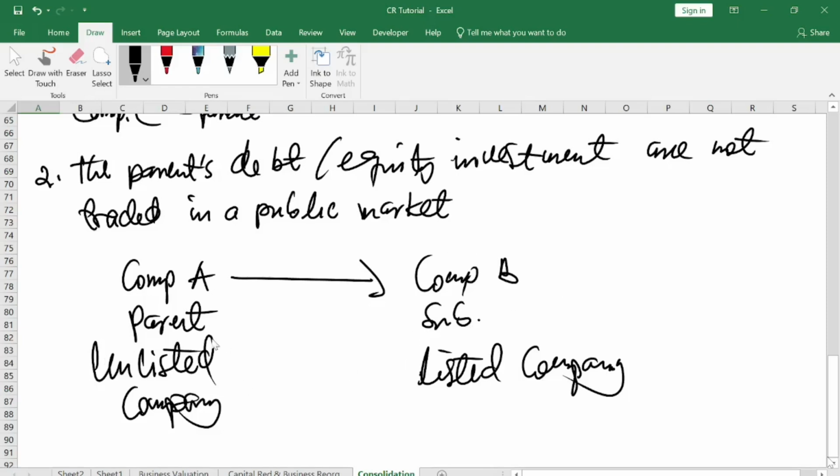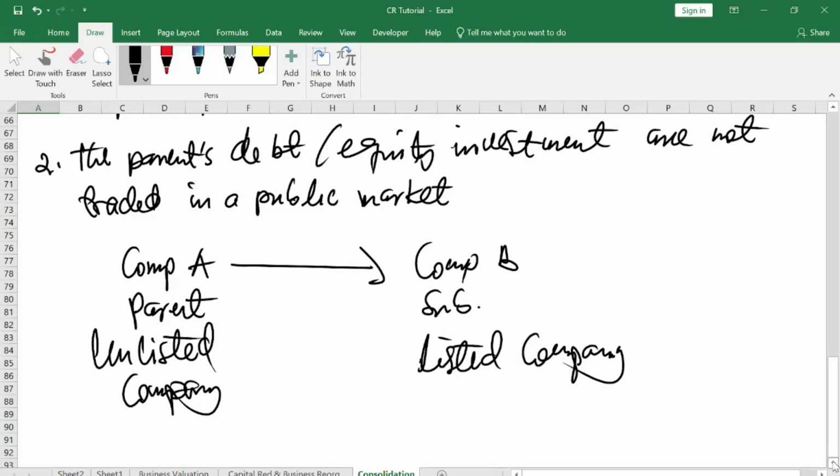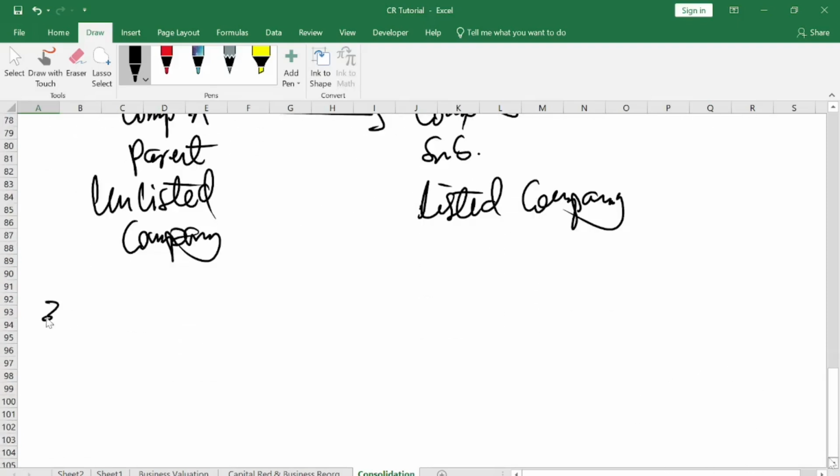It means their shares are not traded on the Ghana Stock Exchange. So if your shares are not traded on the Ghana Stock Exchange and you acquire a company, you can't do a consolidation account. Are you with me? That is three.